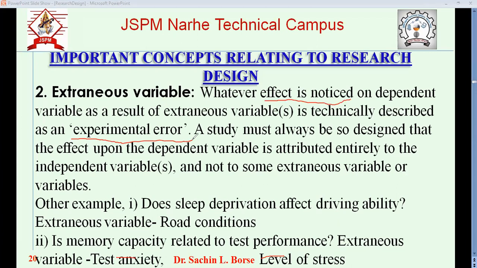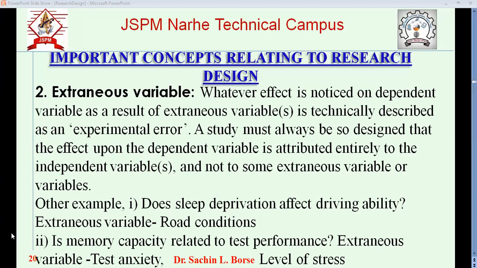So a study must always be designed in such a way that there is an effect of the independent parameter on the dependent parameter, and there is no effect of the extraneous variable on the dependent variable. So we should try to minimize the effect of the extraneous variable on the dependent variable. That will be our task in designing the research.